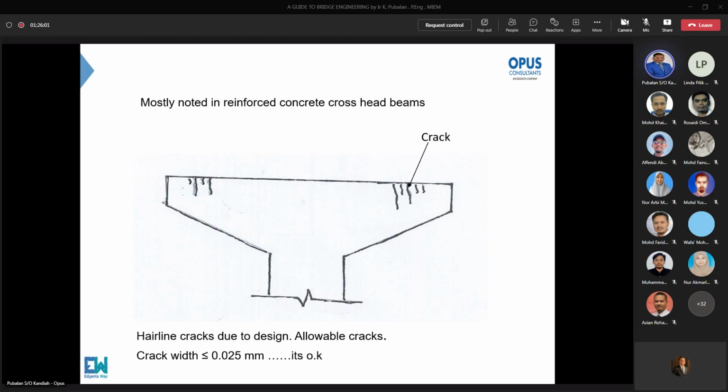Okay, mostly noted. So kalau crack adalah bawah 0.025, generally is okay lah. The maximum crack width allowable is 0.3 mm. What I put the limit here low because kalau kurang daripada 0.025, air tak boleh meresap ke dalam.